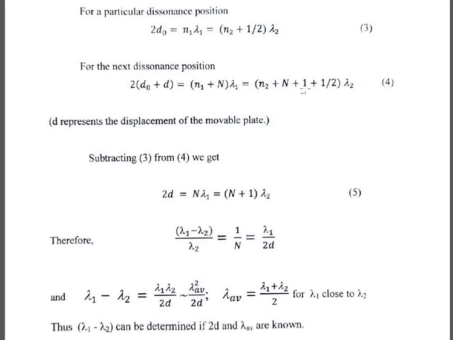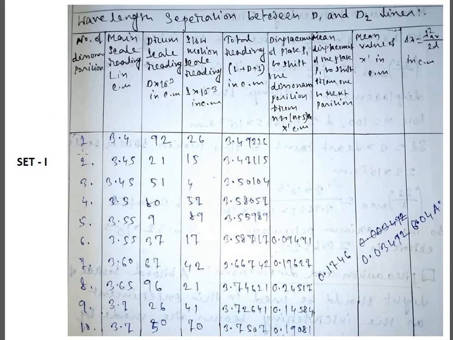So n and n plus 1 here, and this is the result of 10 dissonance positions. We do the measurement, and you will be very amazed to know that indeed we can get the separation close to 6 angstrom. Okay, again this is another set for you to practice. You can practice it as homework, and you can estimate the value of the doublet separation.